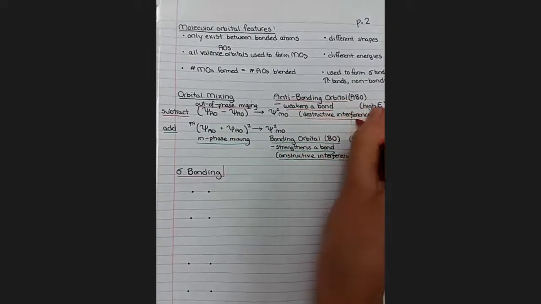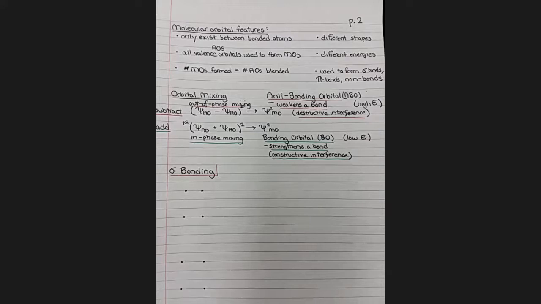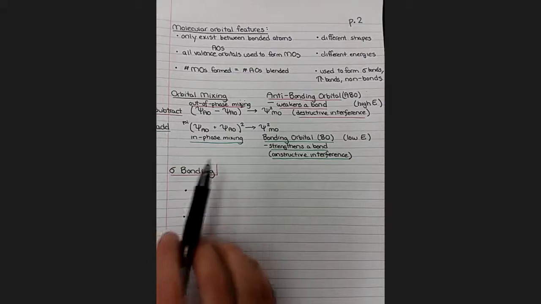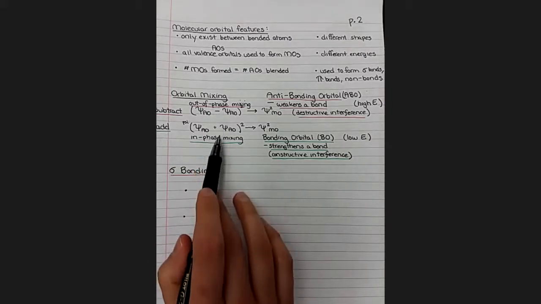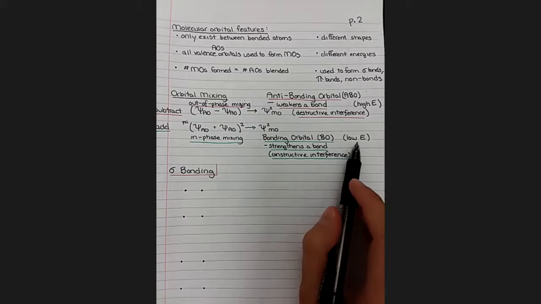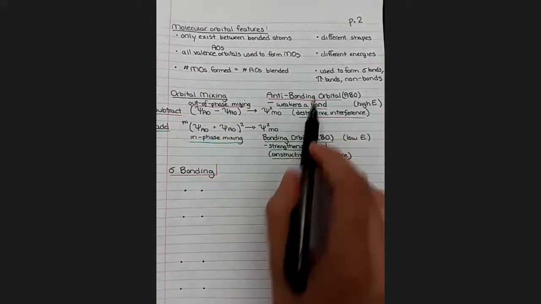There's a lot of new terminology here. You might need a minute to sit and think on that to help keep track of it all. But there's sort of three ways of thinking about our two options. You can think about it as adding and subtracting, as in-phase and out-of-phase mixing, or as constructive and destructive interference. But however you like to think about it, just know that there is one low-energy bonding orbital formed and one high-energy anti-bonding orbital formed.